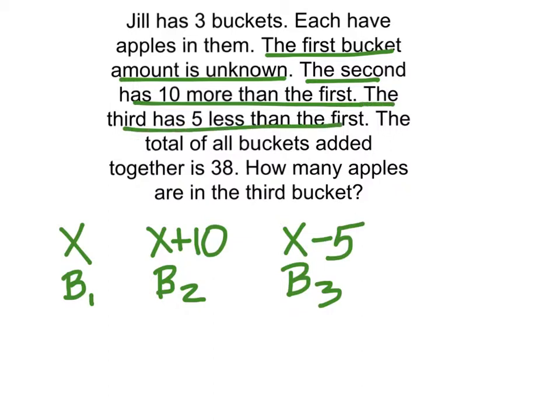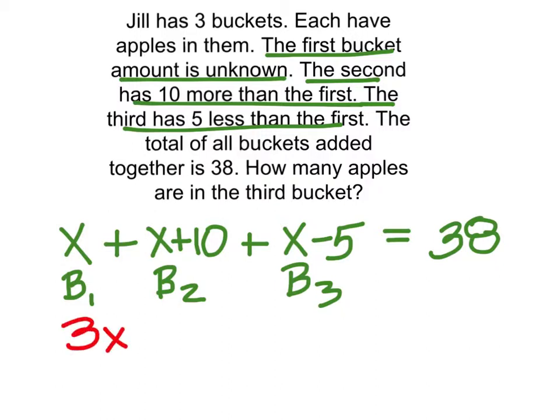The total of all buckets added together is 38. What operation do I need to put between my expressions here? Addition. What do I put between the X minus 5 and the 38? Equals, yes. How many X's do I have in this equation? 3. So I would write 3X. 10 and minus 5 will simplify to what? 5, just plus 5, right.